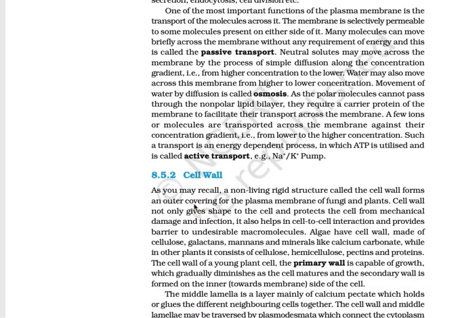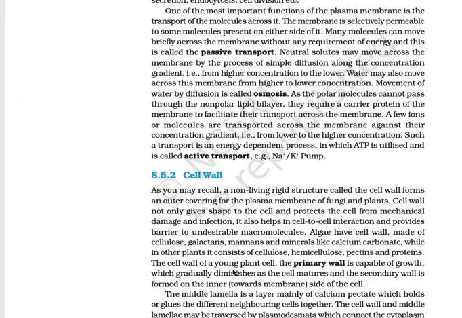Cell wall. As you may recall, a non-living rigid structure called the cell wall forms an outer covering for the plasma membrane of fungi and plants. Cell wall not only gives shape to the cell and protects the cell from mechanical damage and infection, it also helps in cell-to-cell interaction and provides a barrier to undesirable macromolecules. Algae have cell wall made of cellulose, galactans, mannans, and minerals like calcium carbonate, while in other plants it consists of cellulose, hemicellulose, pectins, and proteins.